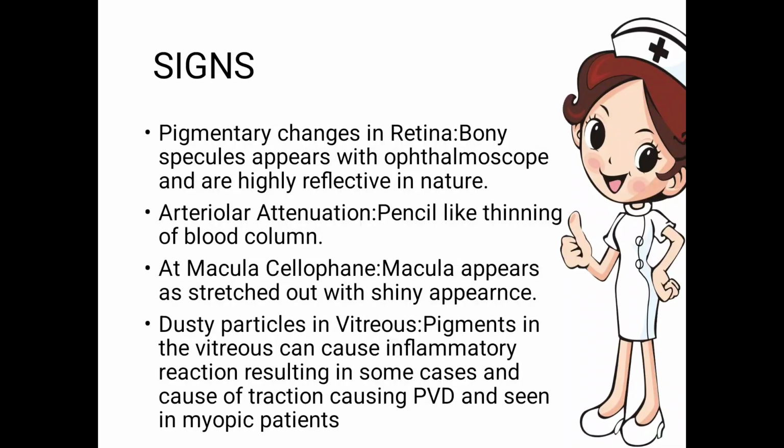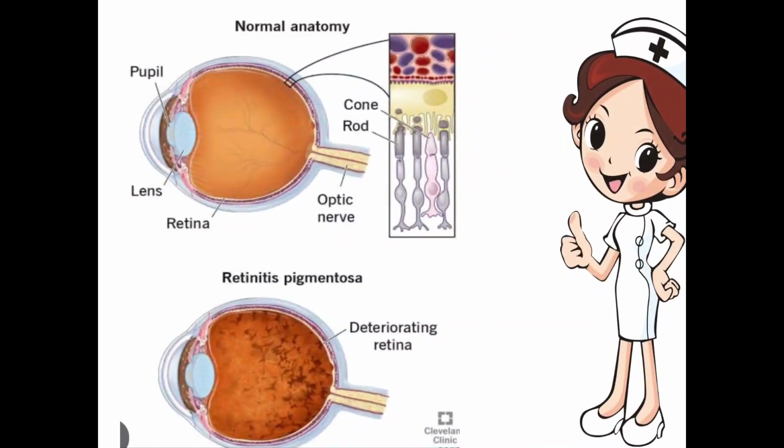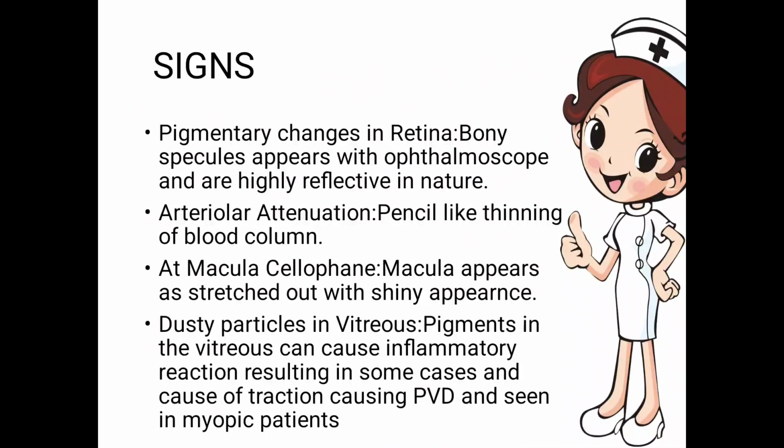Next one, signs. What are the signs which we can identify at the fundus? By doing indirect ophthalmoscopy or direct ophthalmoscopy, we can find the signs. Pigmentary changes in the retina. Bony spicules appear with the ophthalmoscope and are highly reflective in nature. These are black, attached to the blood vessels, and their shape is like bones. A lot of black bones are present, which is a sign of retinitis pigmentosa.